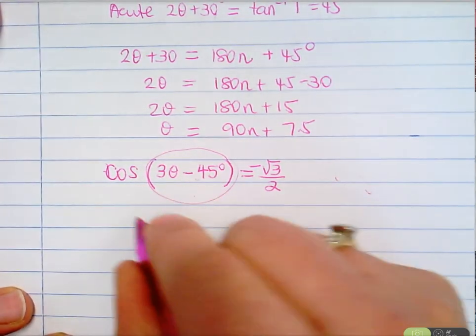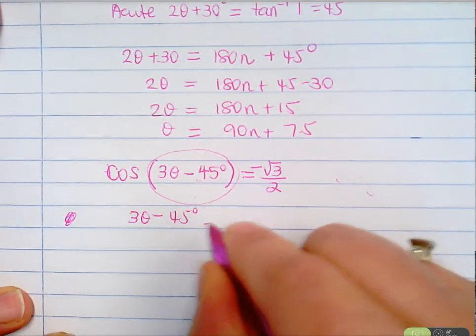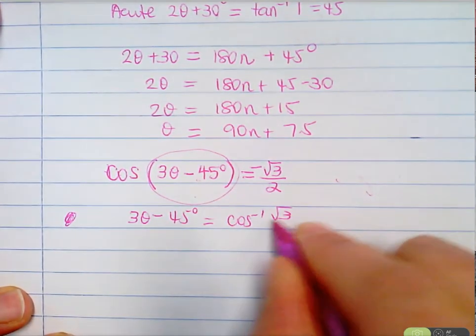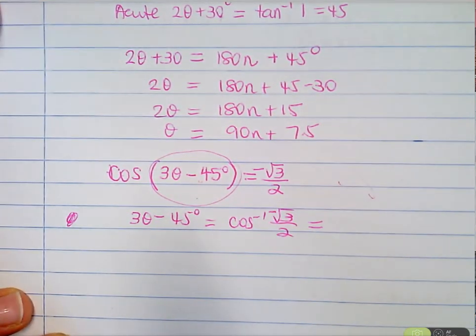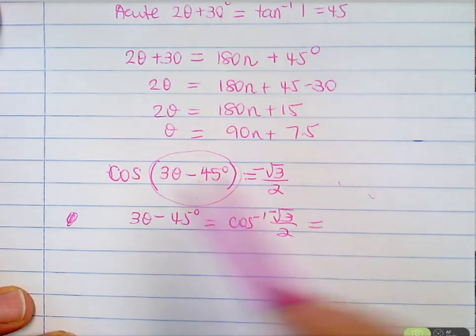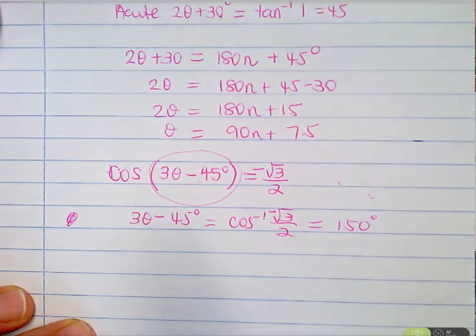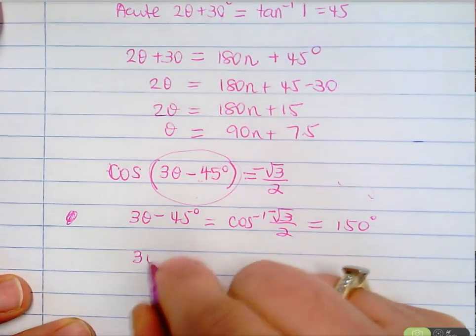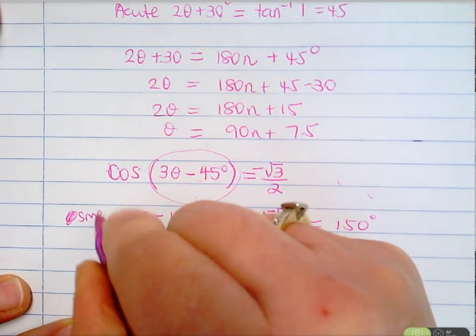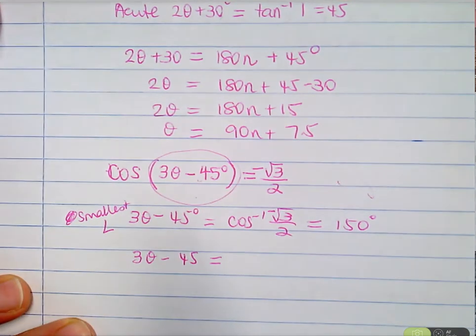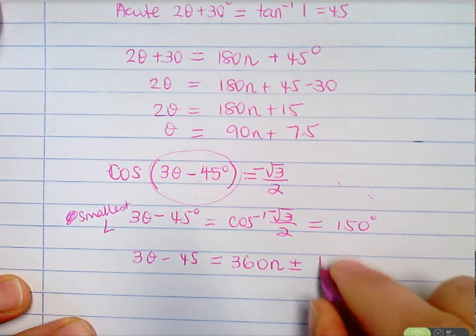So the acute or smallest angle: don't you do cos to the minus 1 of this on your calculator? Include the negative, yes, because it's going to give us quadrant 2. It's 150, because it's 30. Good. So 3 theta minus 45, that's your smallest angle. The rule, this one's a bit trickier, is 360n plus or minus the 150.